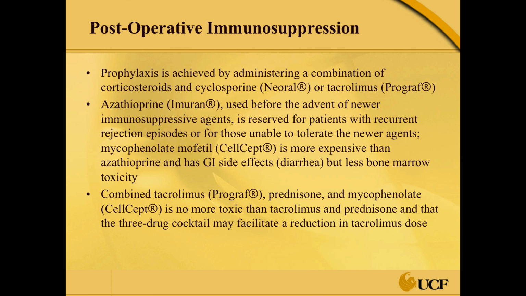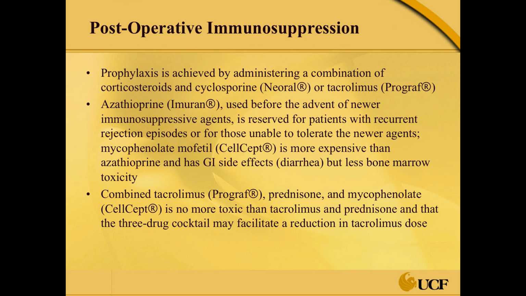Post-op immunosuppression prophylaxis is achieved by administering a combination of corticosteroids and cyclosporine, so Neoral, which is the brand name of that, or tacrolimus or Prograf. Imuran is another post-operative immunosuppression that was used before the advent of the newer agents that we use now, but it's reserved still for patients who have recurrent rejection episodes or for those that for whatever reason can't tolerate drugs like Neoral or Prograf, all right?